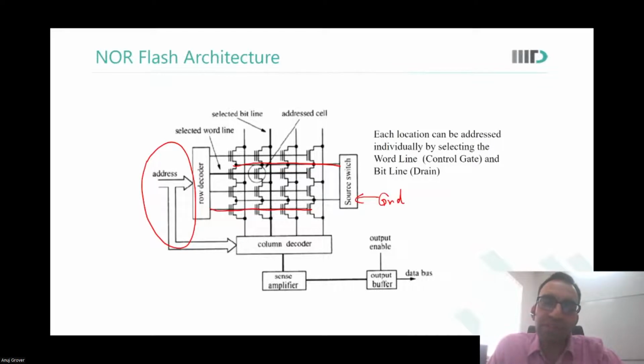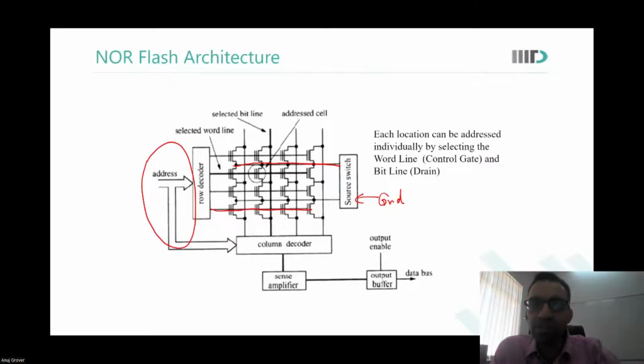See, over here, every device is connected to the bit line on one side and the source on the other side. So all the devices are in parallel to each other. If any one of the devices allows current to flow, the bit line would discharge. Because that is the logic being applied, this is NOR.